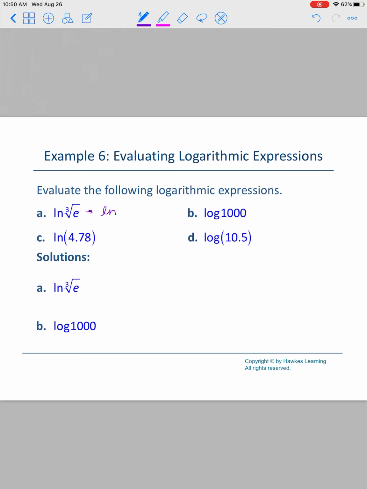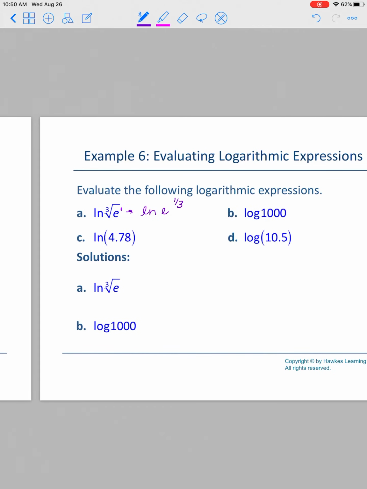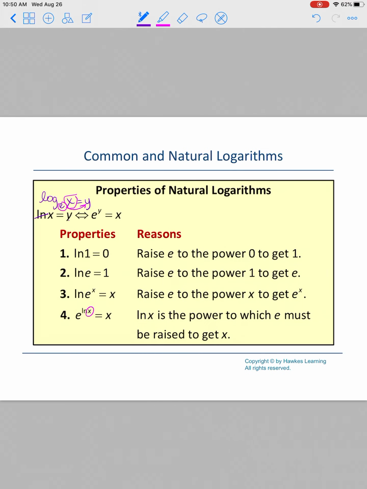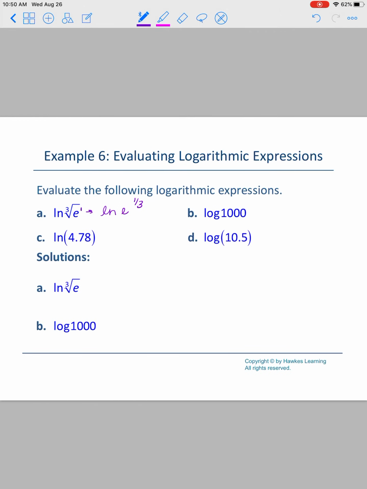This is the same as the ln of e to what power? The cube root, remember e has an exponent of 1, is to the 1/3 power. Now, this looks a little more familiar. I'm going to go look at my properties. Do I have a property that says the ln of e to some power? I do. That's number 3 here. ln of e to some power equals the actual power. So what was my power here? It was 1/3.